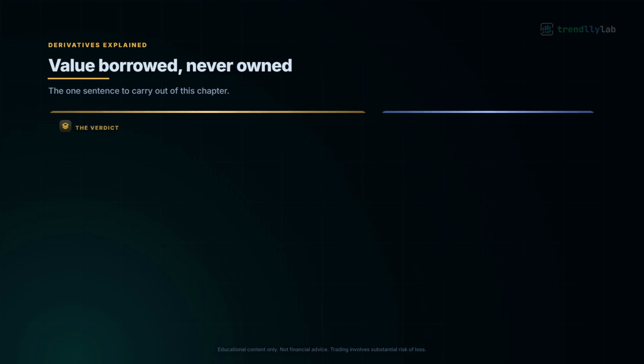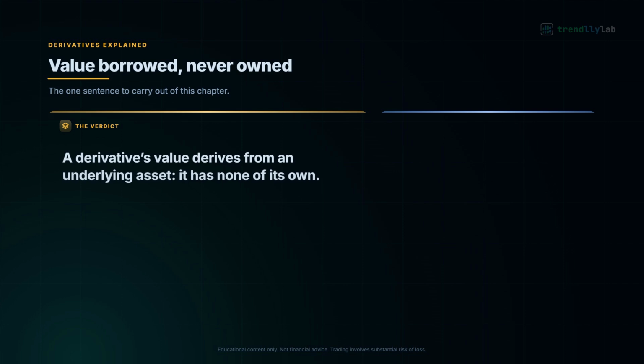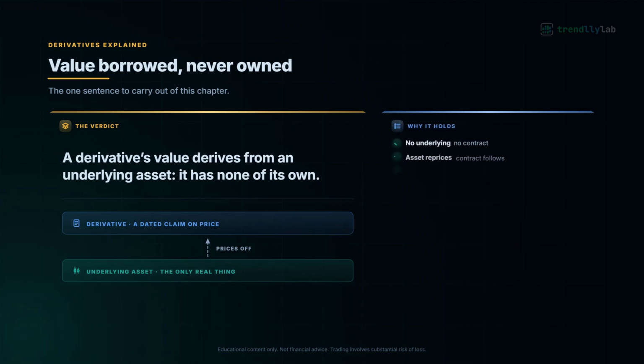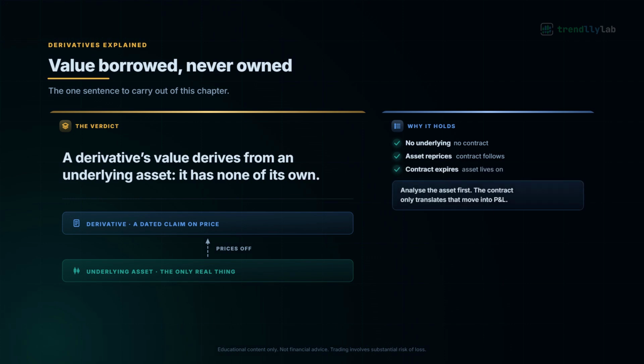Underneath, the verdict. A derivative's value derives from an underlying asset, and it has none of its own. There it is on screen. The derivative is a dated claim on price, and it prices off the underlying asset, which is the only real thing in the picture. Why it holds? With no underlying, there is no contract. When the asset reprices, the contract follows. And when the contract expires, the asset lives on. So analyze the asset first, because the contract only translates that move into profit and loss.